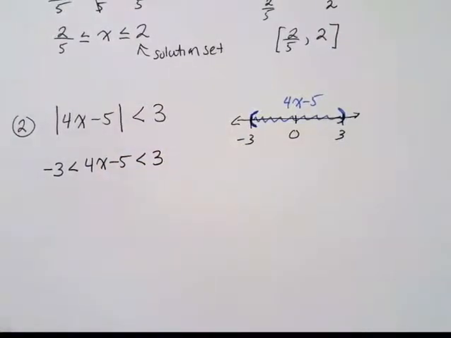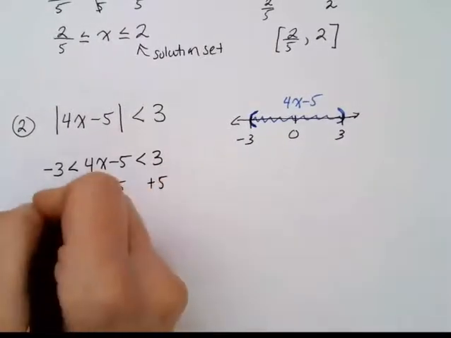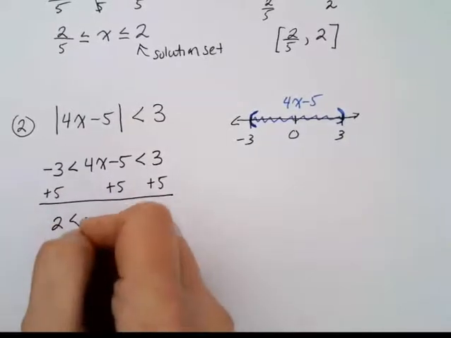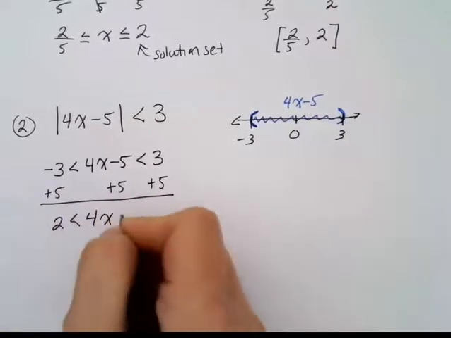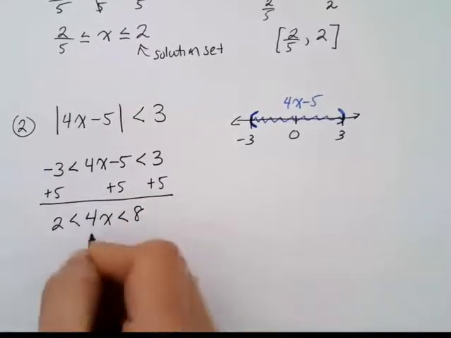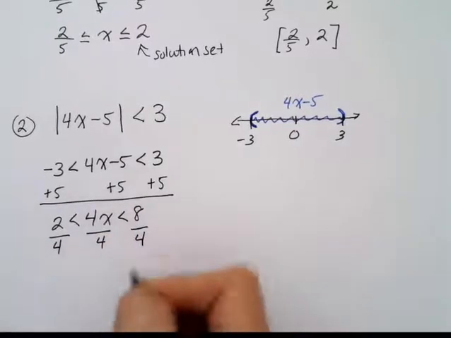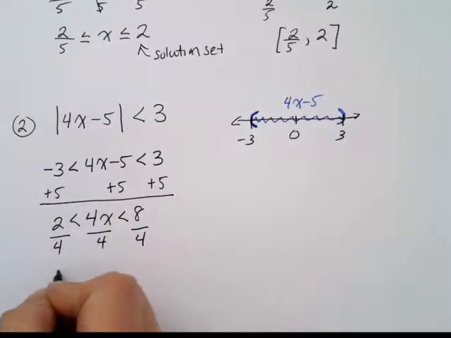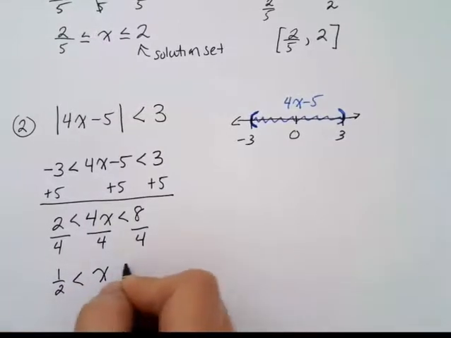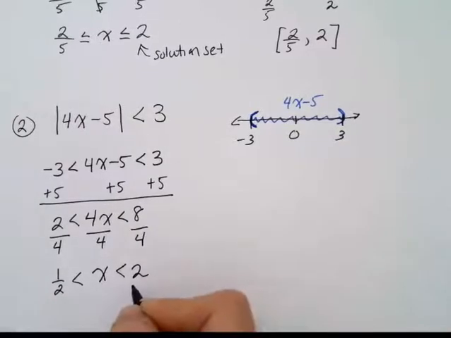I'll solve that inequality, adding 5 3 times. So I have 2 is less than 4x, which is less than 8. Now I'll go ahead and divide by 4. Do it 3 times. Simplify, so 2/4 is the same as 1/2. 1/2 is less than x, which is less than 2. Right, so this is my solution set.